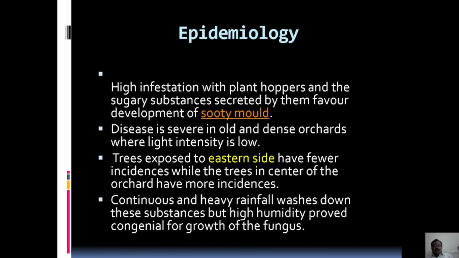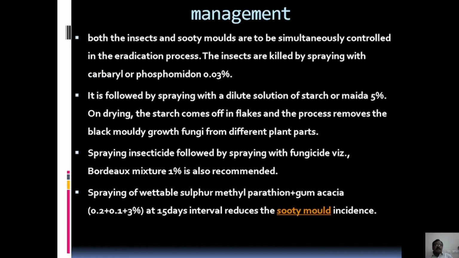High infestation of the plant hoppers indirectly helps in high incidence of formation of sooty mold. The trees exposed to the eastern side have fewer incidences than the trees at the center of the orchard. Continuous rainfall washes away the black incrustation formed on the surface of the leaf, and both the insects and the sooty molds are simultaneously controlled by an eradication or removal process.